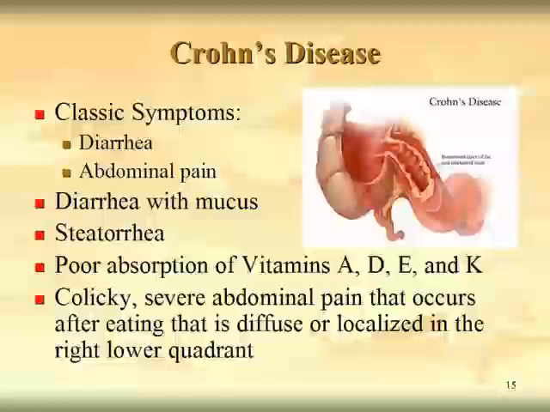Patients that have Crohn's disease are at increased risk for colon cancer just due to the history and the disorder that goes along with this disease. Classic symptoms that the patient will come in with are diarrhea and abdominal pain. The diarrhea may have mucus with it. They may also have fat in the stool, which is what steatorrhea is, and they have poor absorption of all their fat-soluble vitamins, which are your A, D, E, and K. And the patient will typically have colicky, severe abdominal pain that will occur many times after eating, that's diffuse or localized in more of the right lower quadrant.